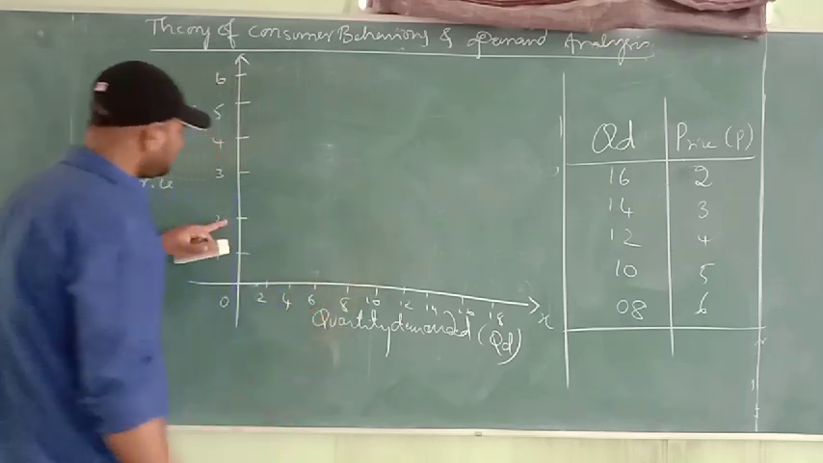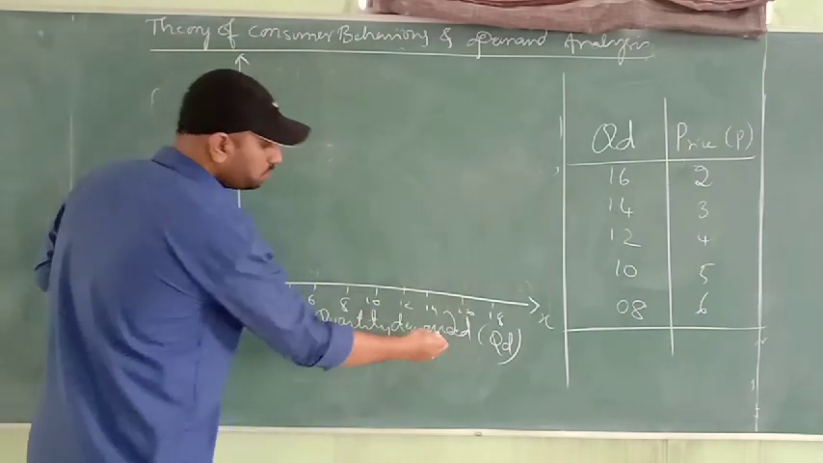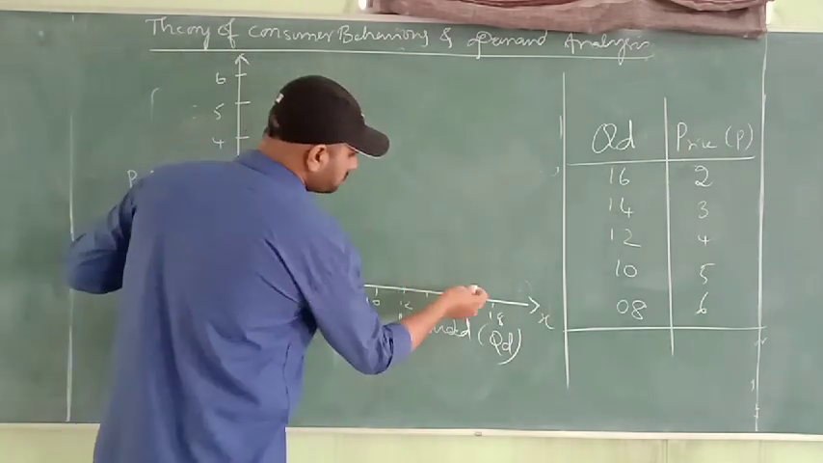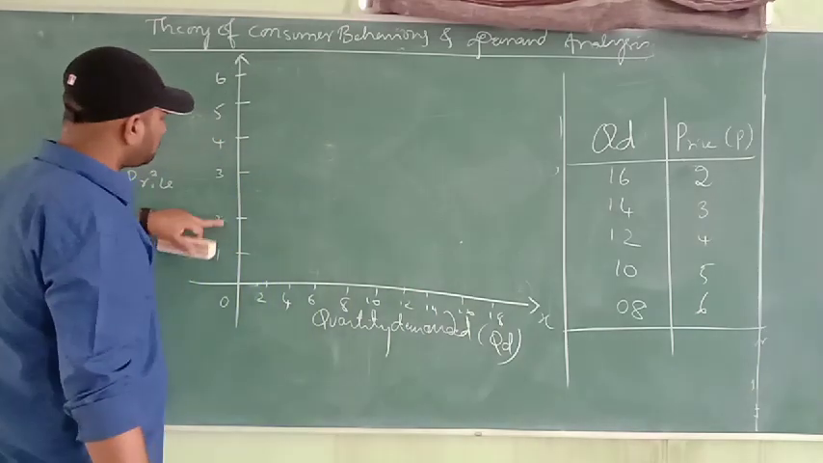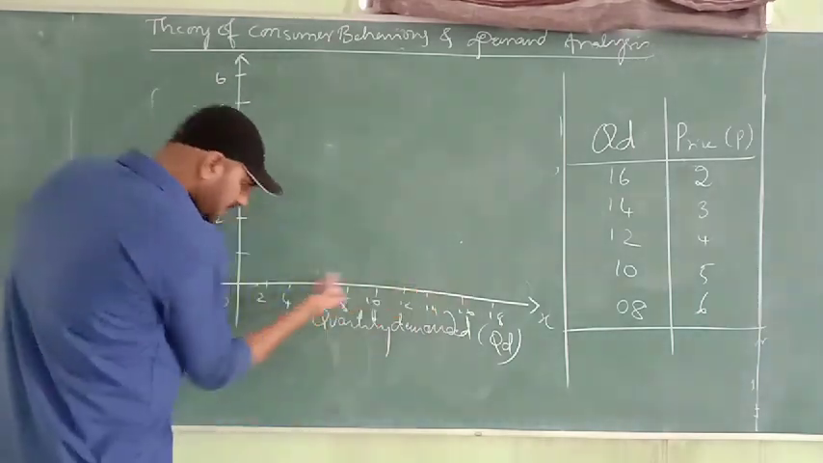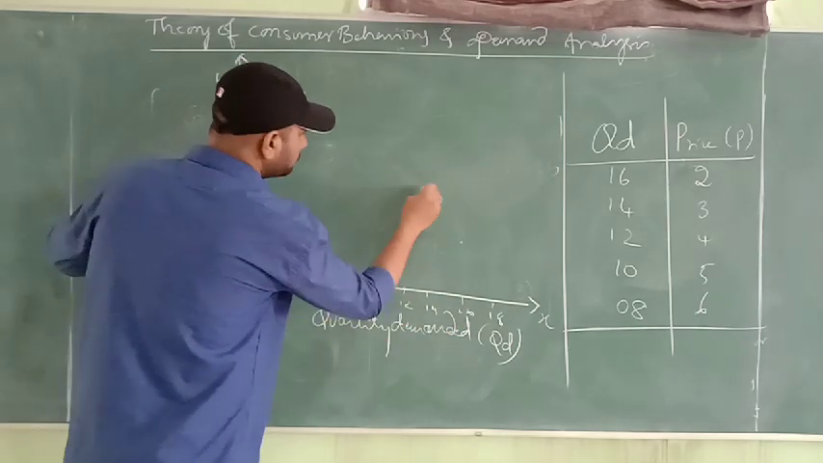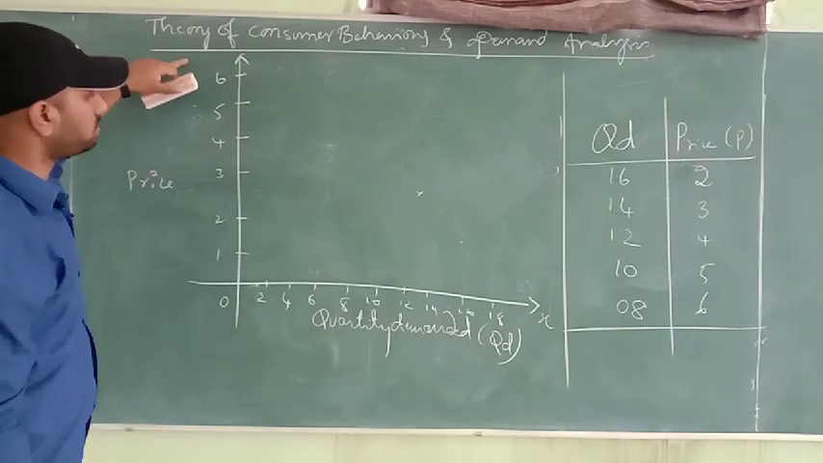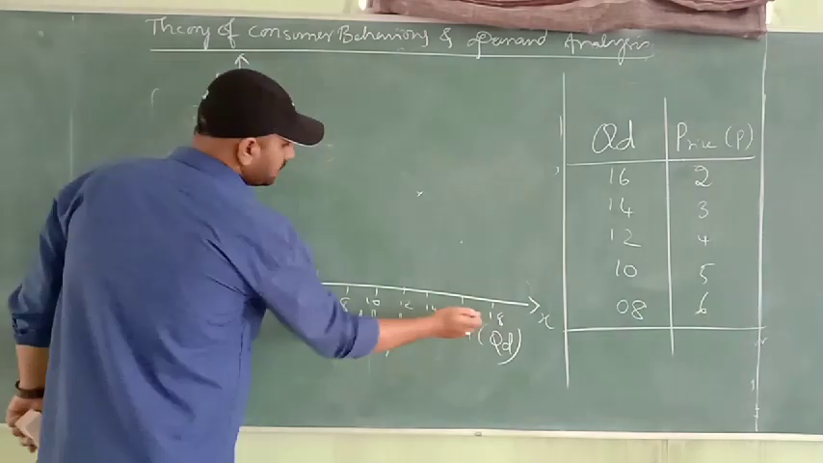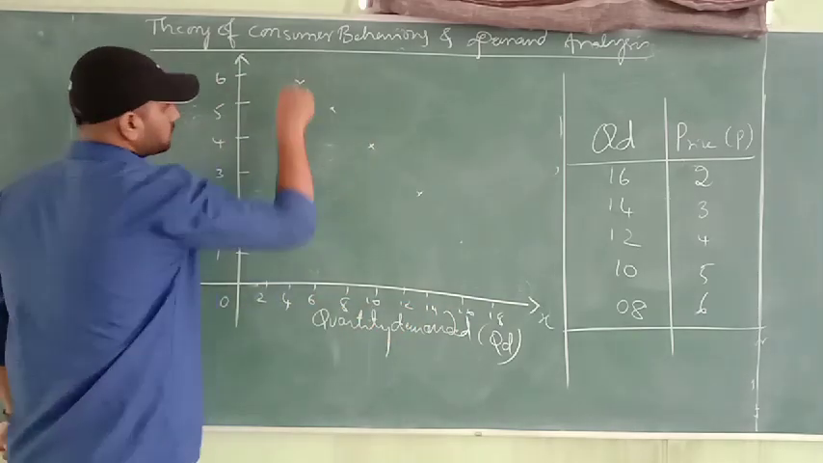When the price is just rupees 2, how much quantity of goods do we need to buy? We used to get 16. Then when the price increases from rupees 2 to 3, the demand decreases from 16 to 14. Are we clear? Likewise, when the price increases from 3 to 4, 4 to 5, 5 to 6, demand decreases from 18 to 16, 16 to 14, 14 to 12. Likewise, the things will take place.